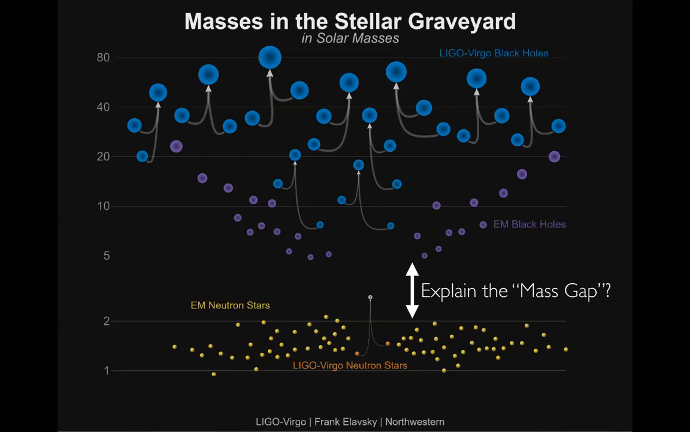But you don't see any black holes smaller than about 5 solar masses. And you don't see any neutron stars bigger than about 2 solar masses. So why is there that gap, right? What would be in between? Would it be a neutron star, or would it be a black hole, or is there some reason that we can explain why there can't be anything in between?